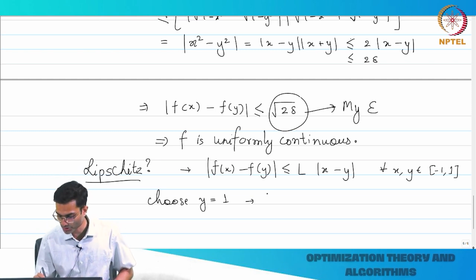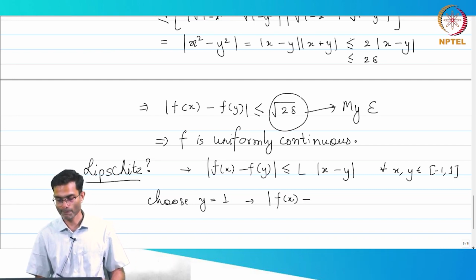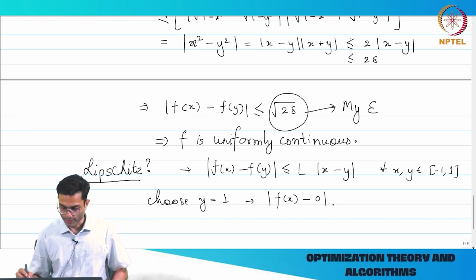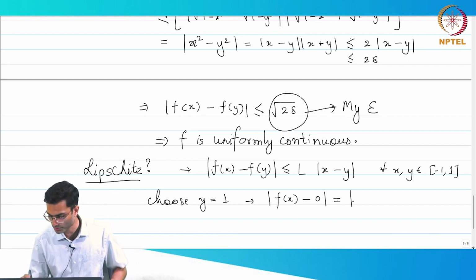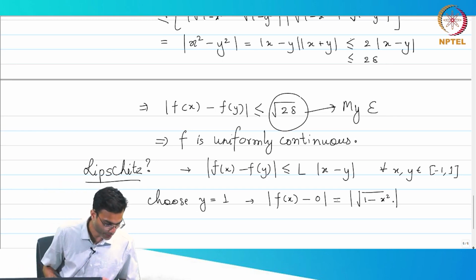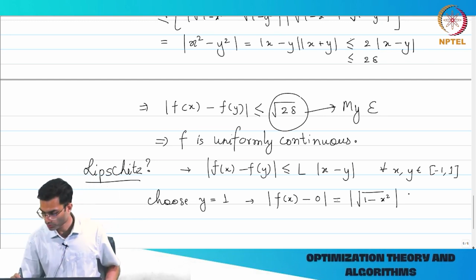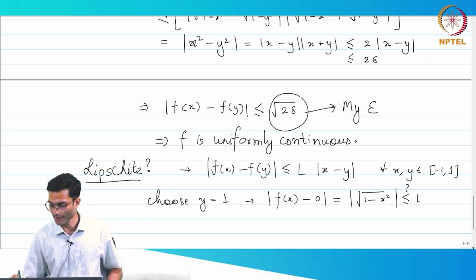So, what happens over here? This becomes mod f(x). What is f(y)? 0. So, that becomes 0, and this becomes mod of root of 1 minus x squared. And this will have to be what? Less than or equal to, I am going to put a question mark over here, less than or equal to what? L times mod x minus 1.